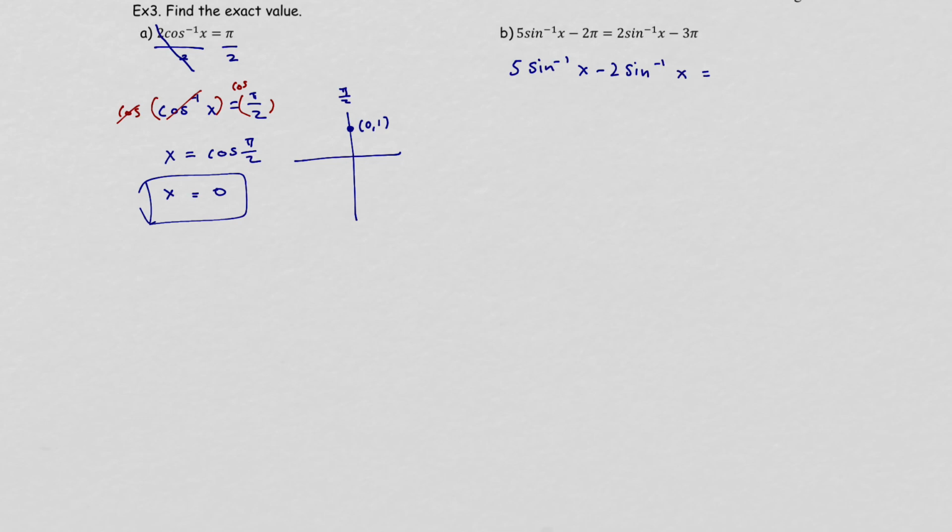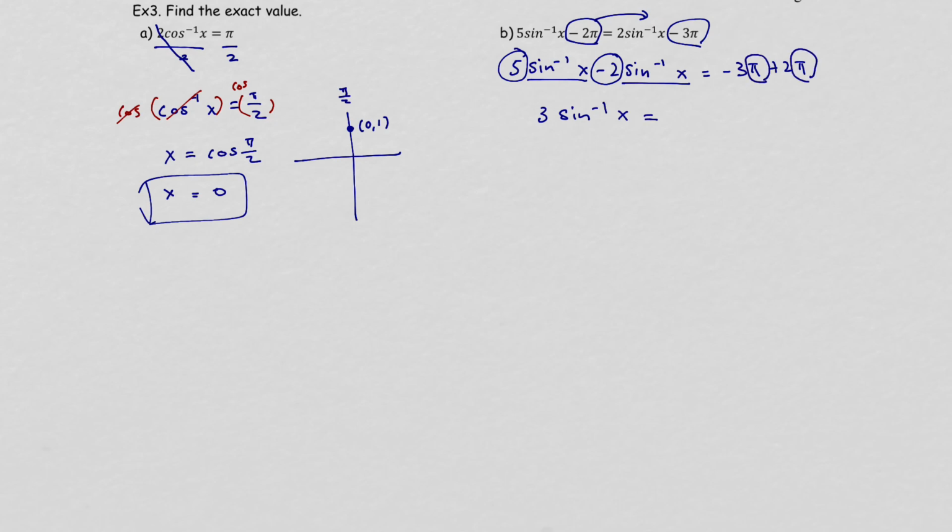And the terms without the sine inverse, I will put on the right side. So negative 3 pi was there before, so let's move negative 2 pi to the other side. That makes it positive 2 pi. And when you combine the like terms, you combine 5 minus 2. It gives you 3 sine inverse of x. This is going to be like terms of pi, so when you do negative 3 plus 2 it will be negative 1 pi.